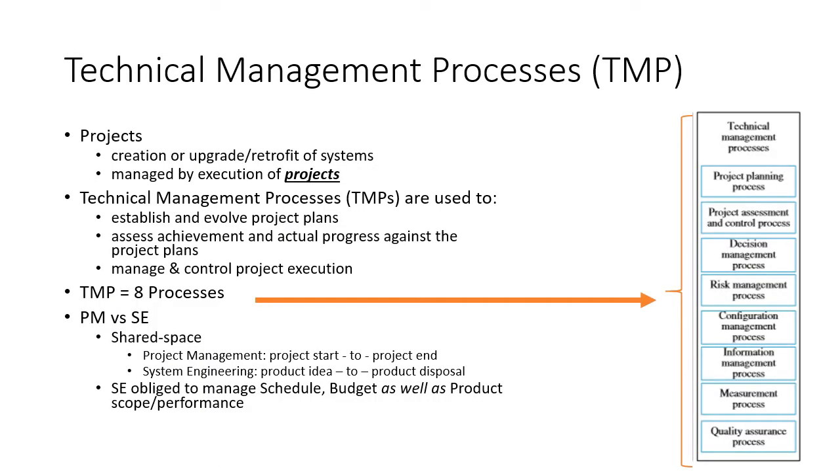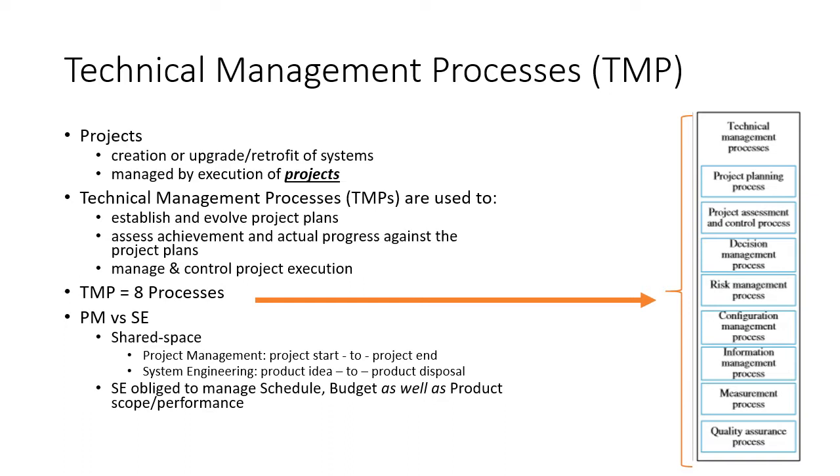Just a little bit of background on the TMP, technical management processes. Everything revolves around this idea of a project. When we're developing a system, creating a new system, or upgrading and retrofitting systems, we organize all of our activities around something called a project. The technical management processes are used to establish and evolve the project plans, assess achievement and actual progress against the project plans, and manage and control project execution. As you can see on the right-hand side, there are 8 different processes that have been identified to do that. Of course, the first one, project planning, and the second one, project assessment, are the main body of activity around planning the project and then managing the project.